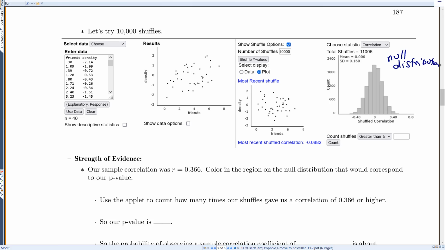It's what we would expect if there's no association, or if the null is true. So our sample correlation was r equals 0.366. Let's color in the region on the null distribution that would correspond to our p-value. To do this, let's remember what direction we thought it should be.